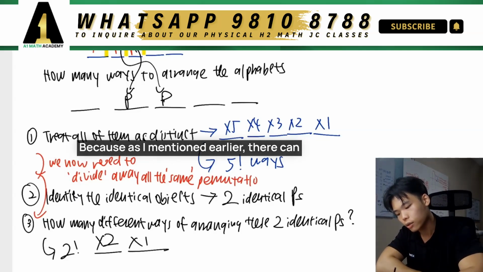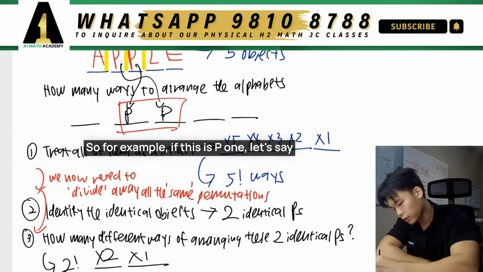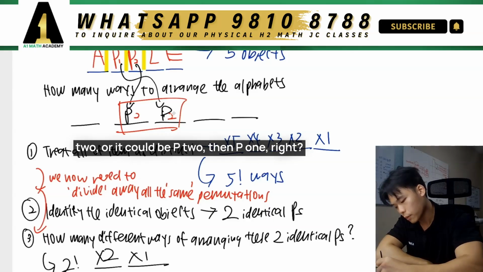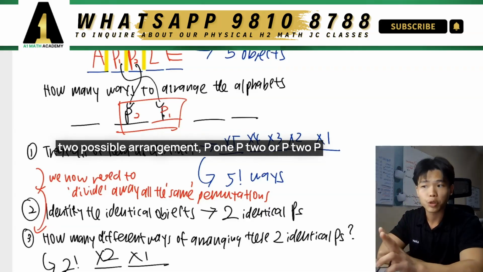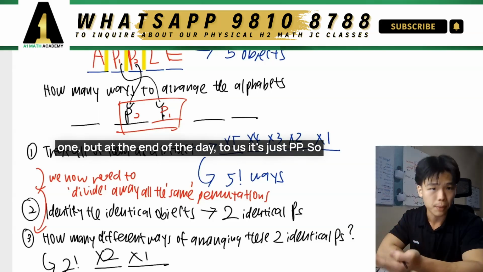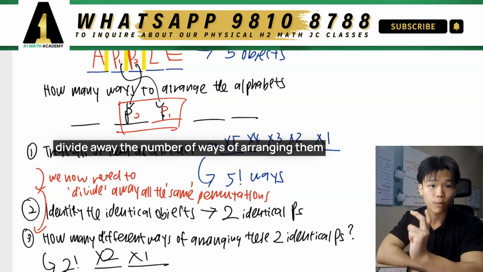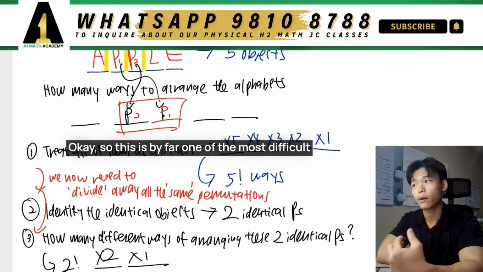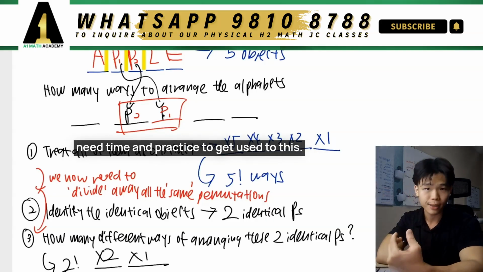As I mentioned earlier, there can be a case of PP over here or the other arrangement, which is still PP. For example, if this is P1 and this is P2, then it could be P1 then P2, or P2 then P1. So wherever the 2 P's are, there are 2 possible arrangements, P1, P2 or P2, P1, but at the end of the day, to us, it's just PP. So from the 2 different arrangements, we need to divide away the number of ways of arranging them in order to get to just one arrangement at the end. This is by far one of the most difficult concepts to grasp at the start, but it just needs time and practice to get used to it.